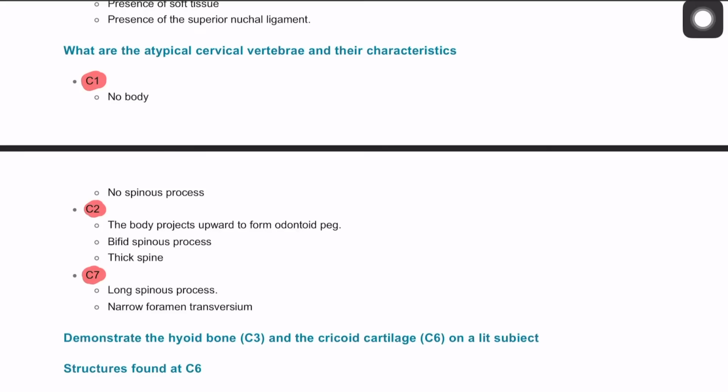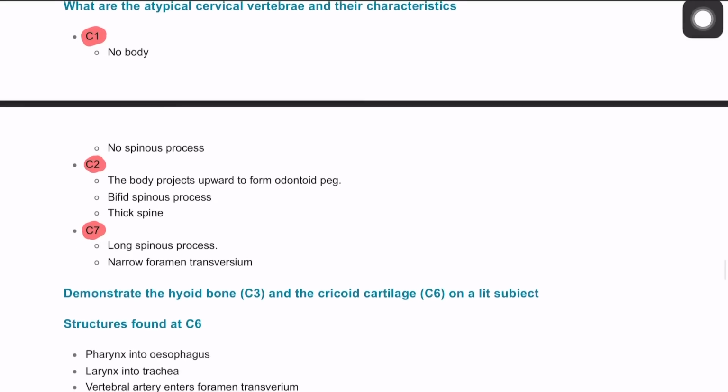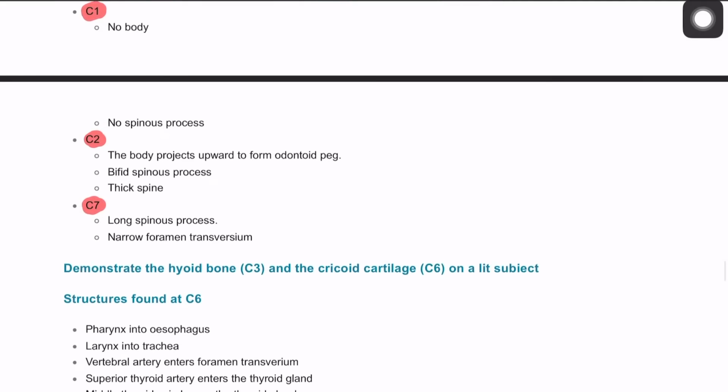All right, moving forward, you will be asked to demonstrate the hyoid bone and the cricoid cartilage at C6 and how to identify these structures. The hyoid bone is usually two inches from the lower mandible, and for the cricoid cartilage, you will go to where the Adam's apple is.